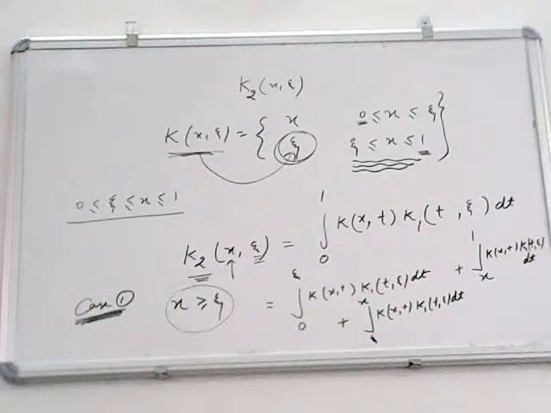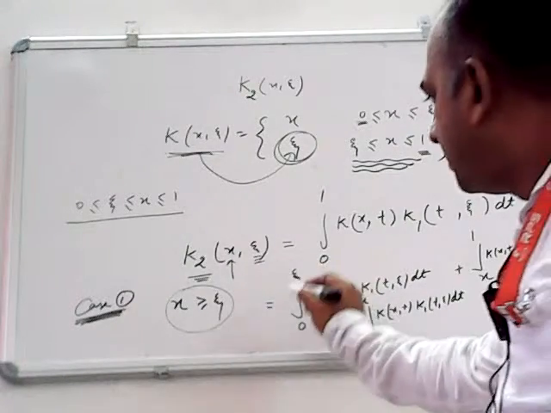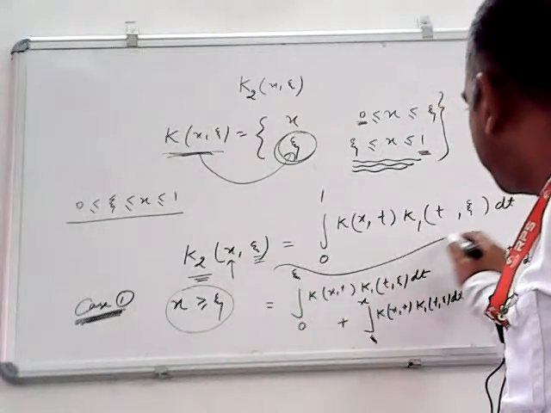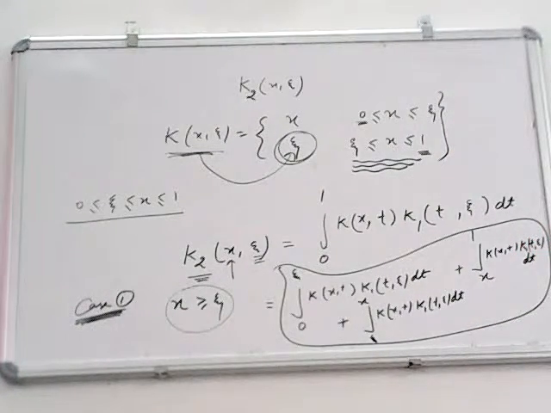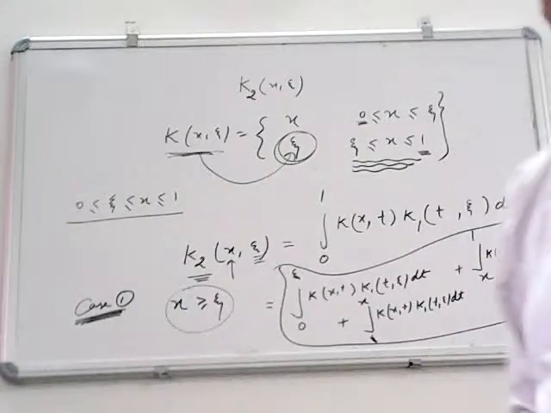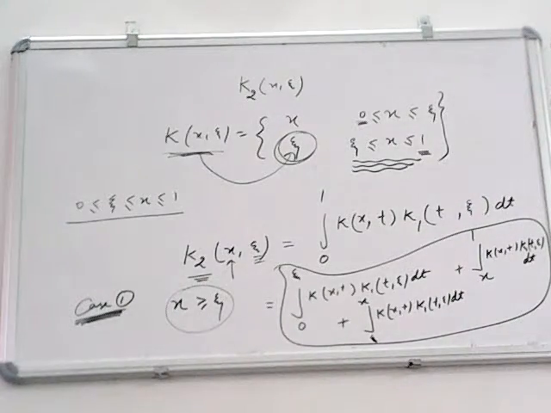Up to this step, any doubt up to this particular step? For the value of k2, we have broken this part into 3 integrals. If you have any doubt, then let me know. Otherwise, I will move further. Any doubt in this particular scenario?